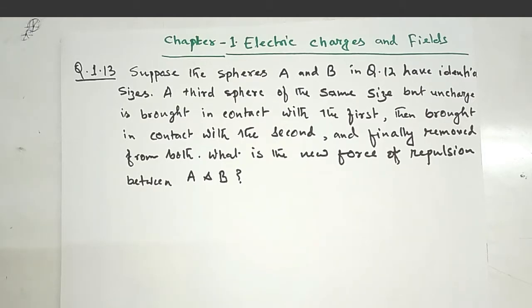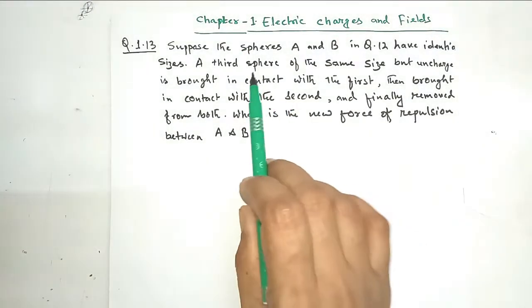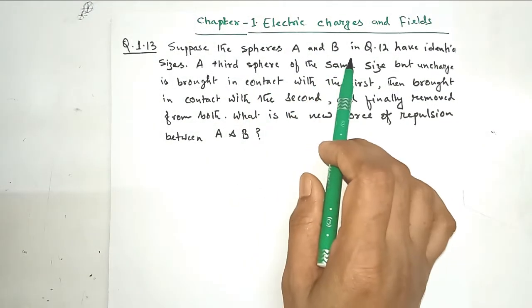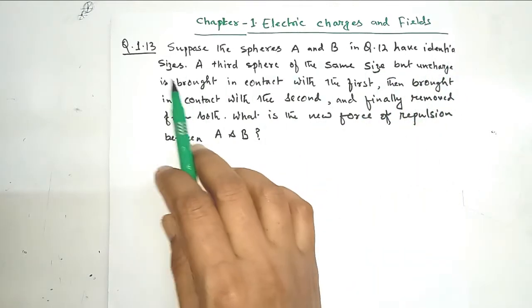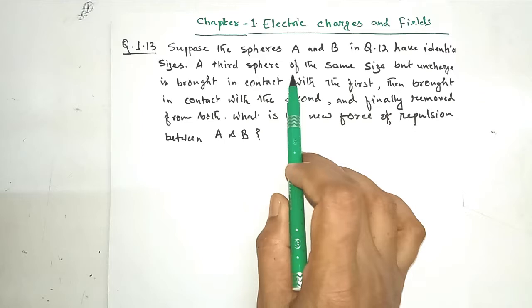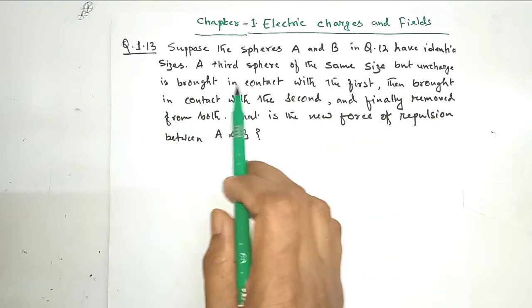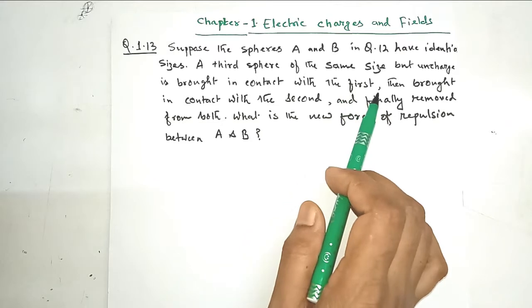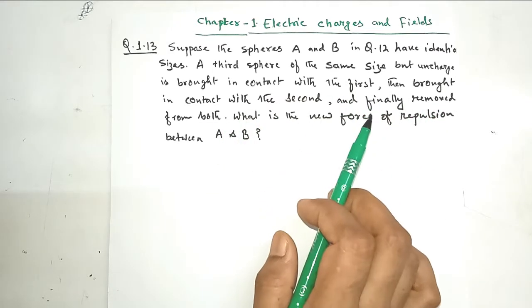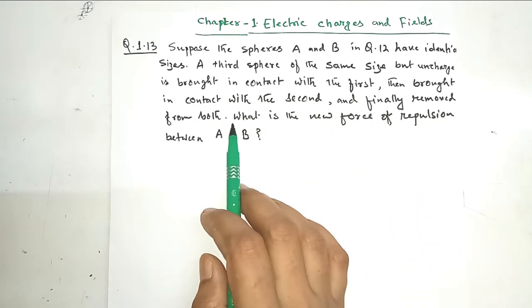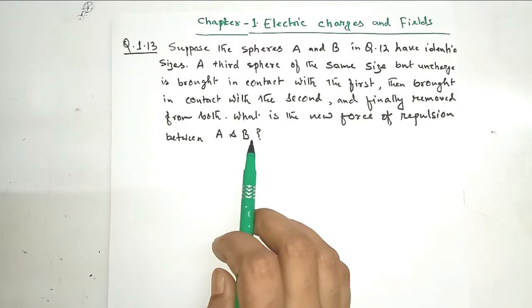आज के वीडियो में हम डिस्कस करेंगे क्लास 12 फिजिक्स का चैप्टर 1, दैट इज़ इलेक्ट्रिक चार्जेस एंड फील्ड से। क्वेश्चन इज दैट सपोज द स्फेयर A एंड B इन क्वेश्चन 12 हैव आइडेंटिकल sizes. A third sphere of the same size but uncharged is brought in contact with the first, then brought in contact with the second, and finally removed from the both. What is the new force of repulsion between A and B?